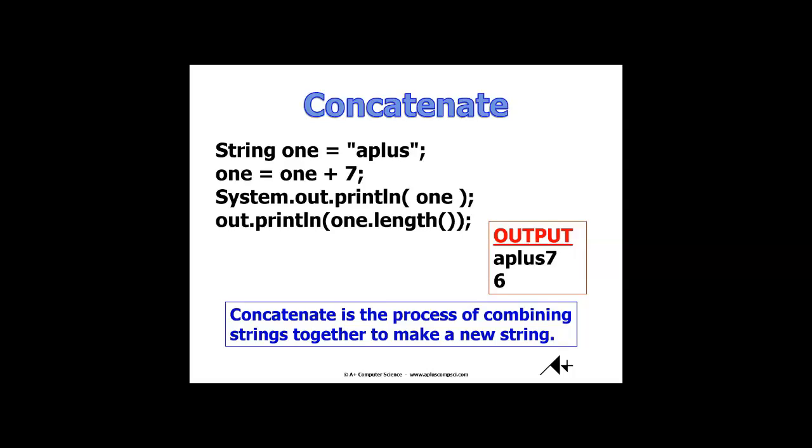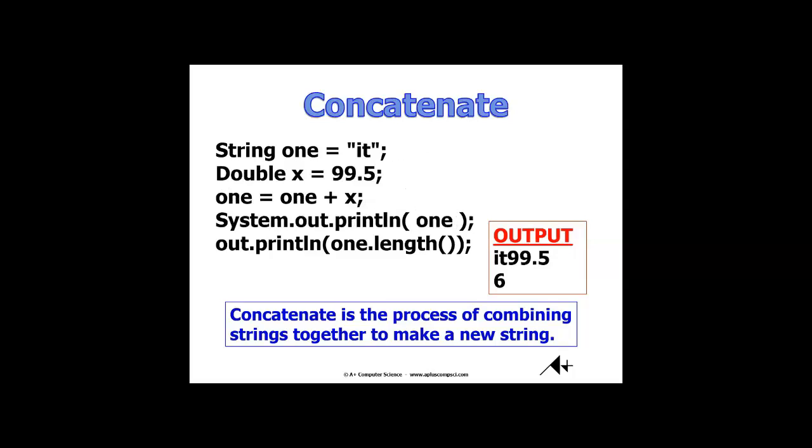And so we didn't change the original a plus, but we just made a new string with that value plus tacking on 7. And the length of that would be 6 because we've added 1 to the length of 5. Here I have the double wrapper type, and I'm adding that in with 1 to create 99.5, which has a length of 6. So each time we're doing the concatenation thing, we're creating new strings. It's just we don't always have to use just strings to do this.